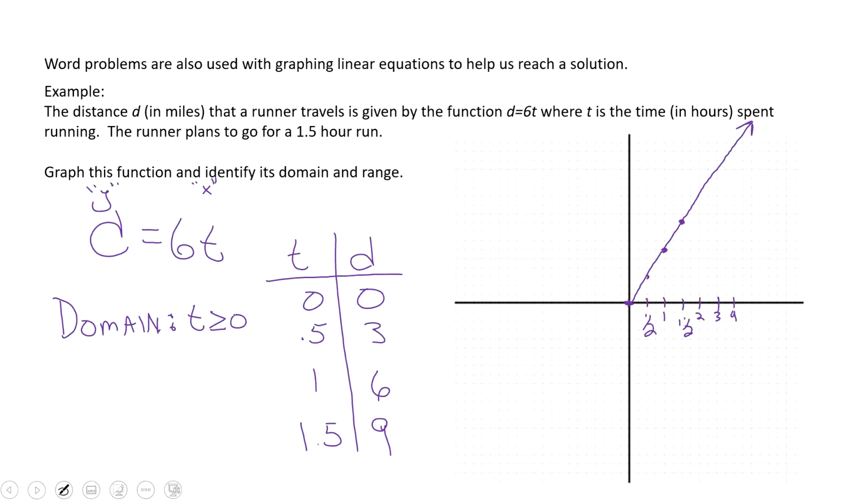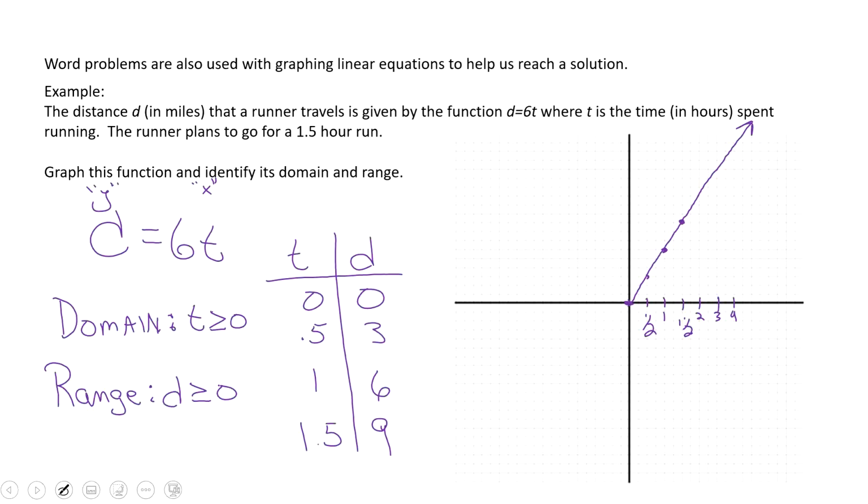Okay. And then the distance, so our range is our distance value. That's the y. Remember, it's all the possible values for what our y would be. So again, this is the range. So d, again, we didn't run negative time, so we're not going to have negative distance. So d is going to be greater than or equal to 0 as well. So you may be asked to identify domains and ranges as we go through. That's what you're looking to do. Does that make sense to everyone?